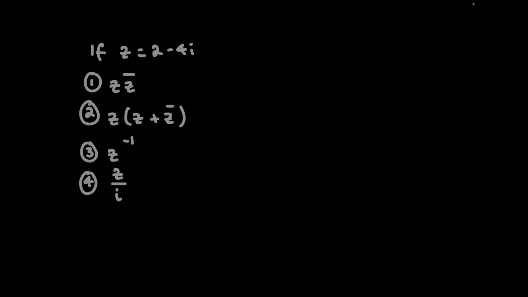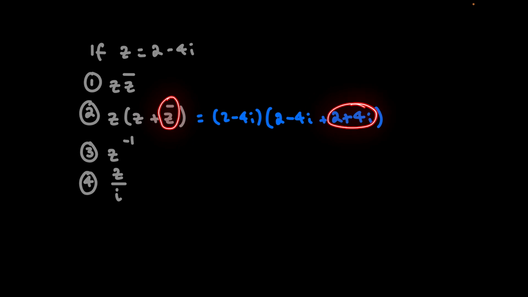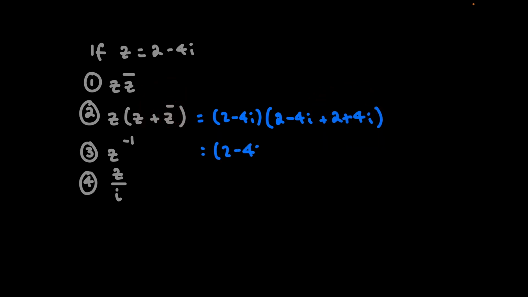Question 2 says we need to work out z times z plus z bar. So this is the same as 2 take 4i times by 2 take 4i and then plus 2 plus 4i. And the reason we did 2 plus 4i is because the conjugate of z is 2 plus 4i. Let us first simplify the inside brackets of both of these.